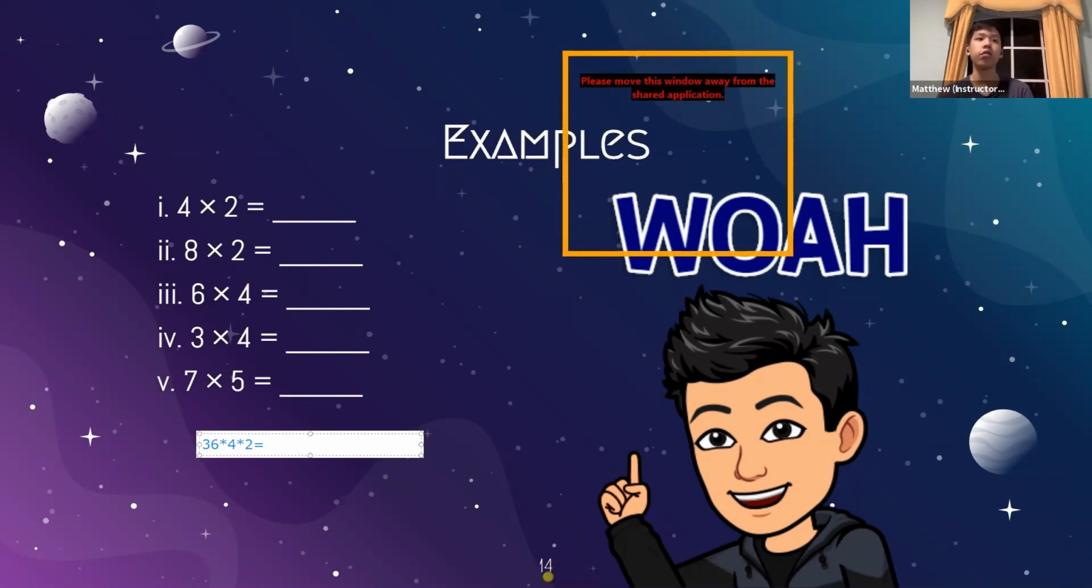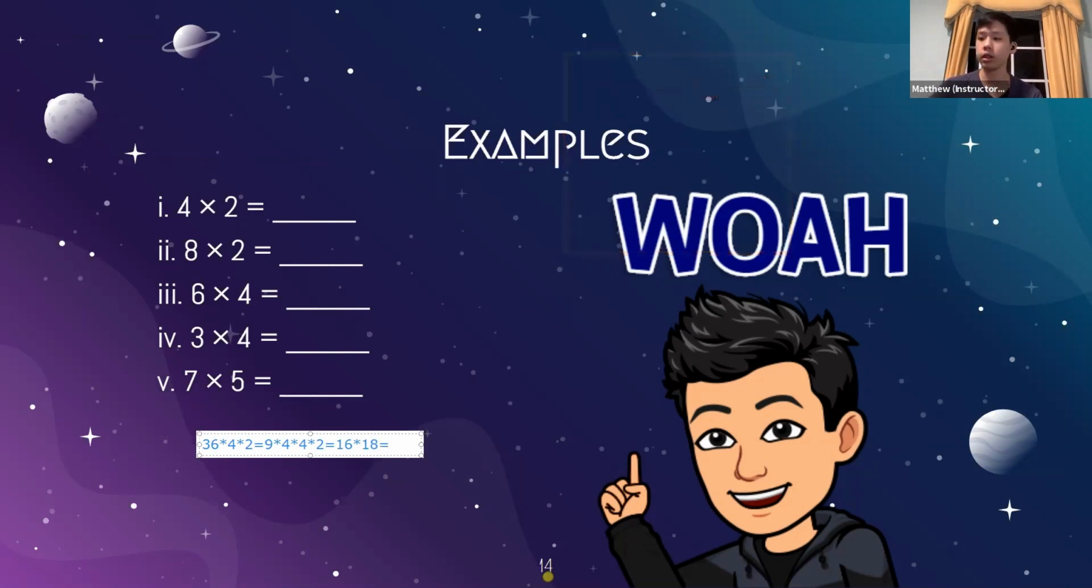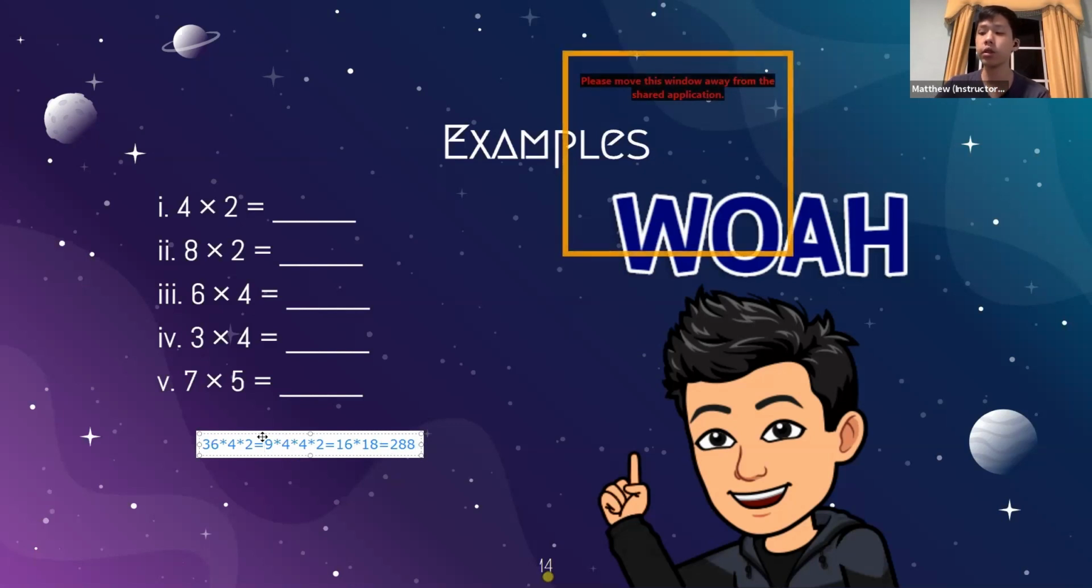If none of you guys know it, it's fine. But it's easy on my head if I break it down. So that would be 9 times 4 times 2, which is equal to 16 times 18, which is equal to, how much is 16 times 18 again? 288. So the answer would be 288. It's fine if none of you guys got that.